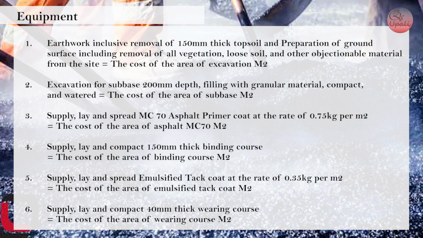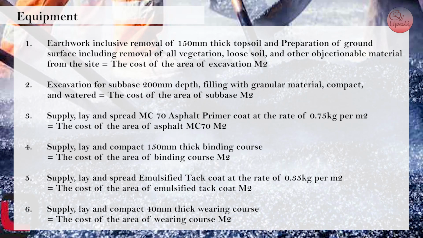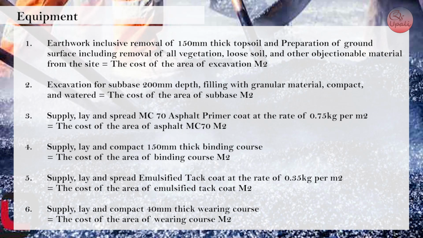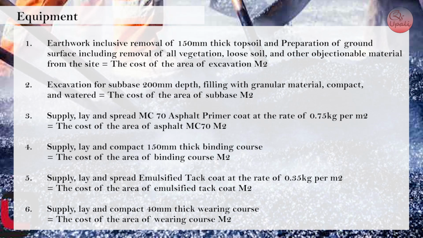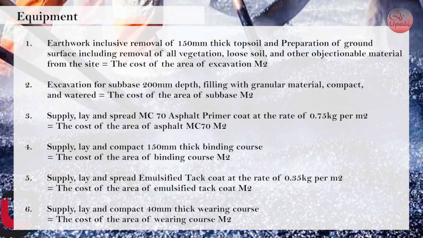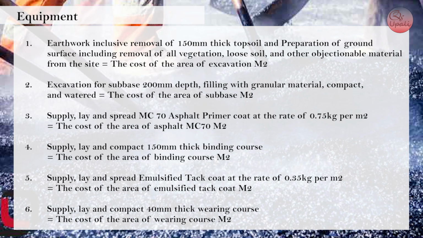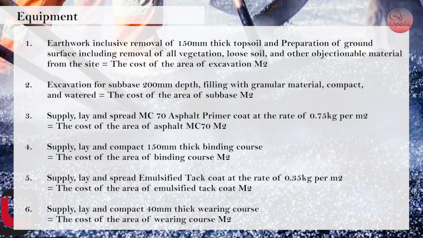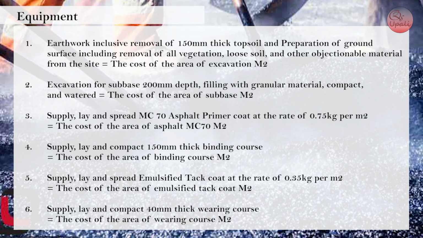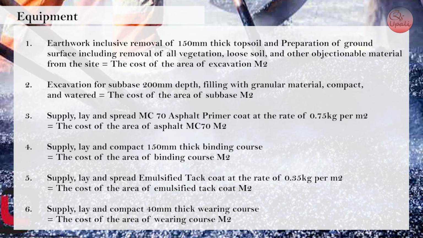2. Excavation for subbase 200 mm depth, filling with granular material, compacted and watered, equals the cost of the area of subbase in square meters. 3. Supply, lay and spread MC70 asphalt primer coat at the rate of 0.75 kg per square meter equals the cost of the area of asphalt MC70 in square meters.